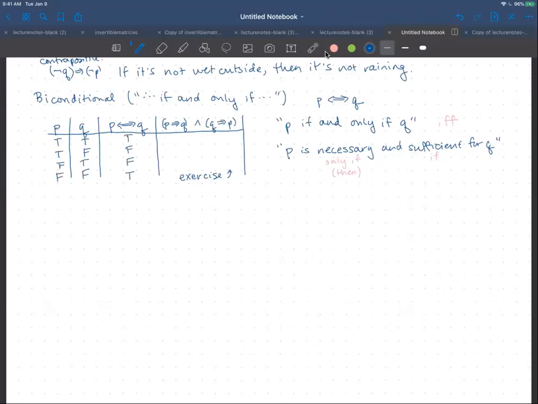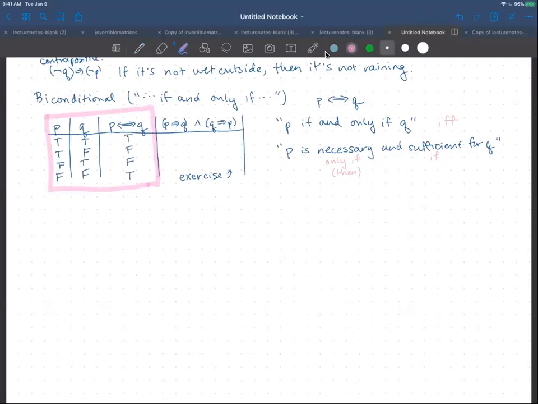So that's the way that we define the biconditional, the if and only if. So that is the definition of our truth table. And it comes from thinking of this as a double implication. It's the implication P implies Q and the implication Q implies P.